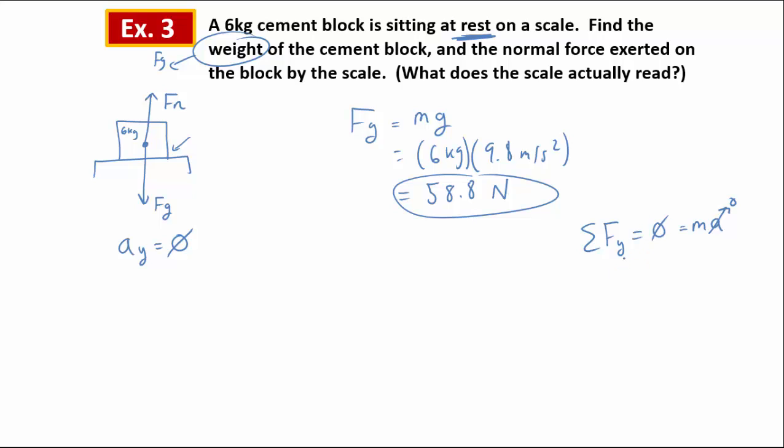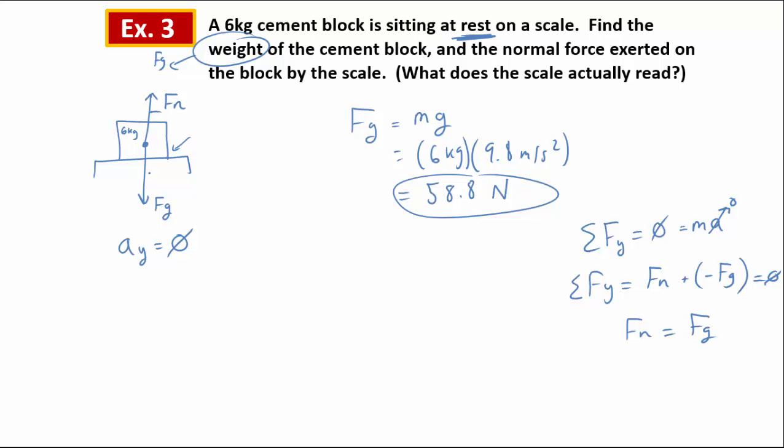If I want to think about it this way, the net force in the y direction has two forces: the normal force and the force of gravity. I'm going to put a negative sign on the force of gravity because it was in the negative direction. That's all equal to 0, and when I rewrite this equation, I can essentially say that the normal force is equal to the force of gravity.